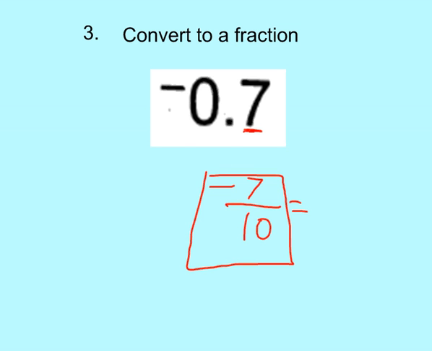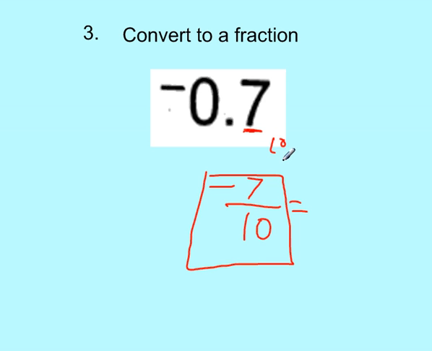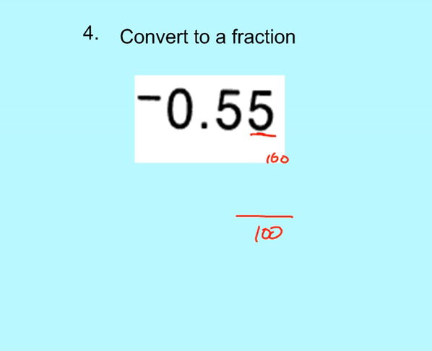Okay. Let's look at number 4 here. Number 4 is a little more involved. Okay. We're going to do the same step. This 5 is in the hundredths place. That tells me that that has to be my denominator. Just like back here, the 7 was in the tenths place. That's why the 10 is the denominator of this fraction. So here, 5 is in the hundredths place. It's our denominator. Okay? And then we put 55 in the numerator. Okay? We'll put the sign on at the end.